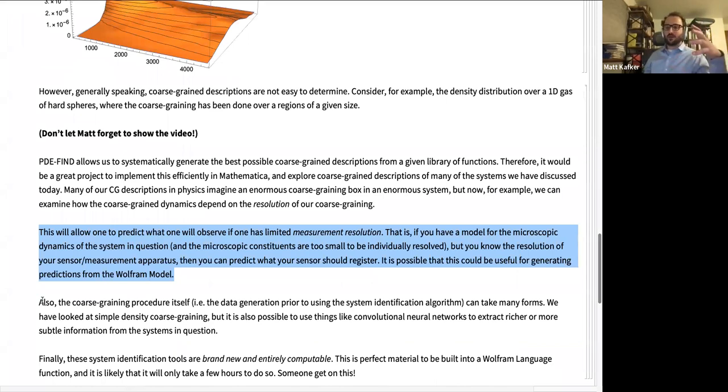So here's the setup. You imagine that you know the best resolution of your sensor. Let's say it's your microscope or your camera or whatever it is that you're doing. You know the best resolution. And you're considering physics on a scale that's much smaller than the resolution of your sensor, your microscope, whatever it is. Using this PDE find framework, you can coarse grain at the scale that you know is the maximum resolution of your sensor and make a prediction for what you will observe at that resolution.